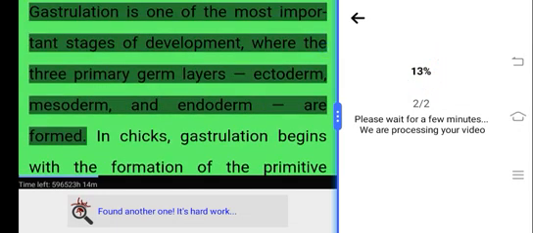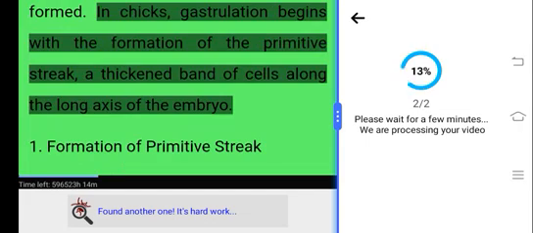Gastrulation is one of the most important stages of development, where the three primary germ layers, ectoderm, mesoderm, and endoderm, are formed. In chicks, gastrulation begins with the formation of the primitive streak, a thickened band of cells along the long axis of the embryo.